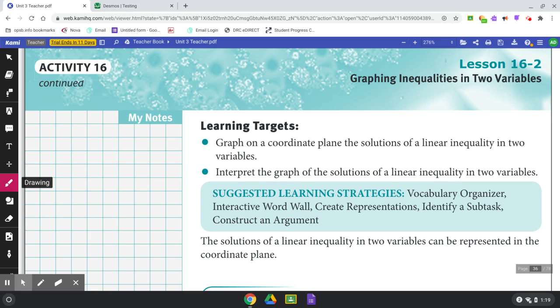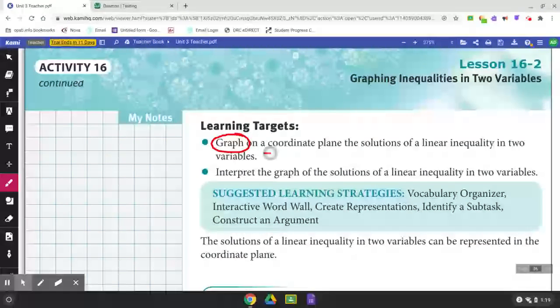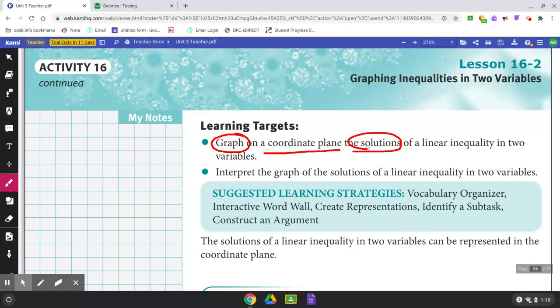All right, lesson 16.2. We're going to start discussing graphing inequalities in two variables. We're going to graph on a coordinate plane the solutions of a linear inequality, and then we are going to interpret the graph of the solutions of a linear inequality.